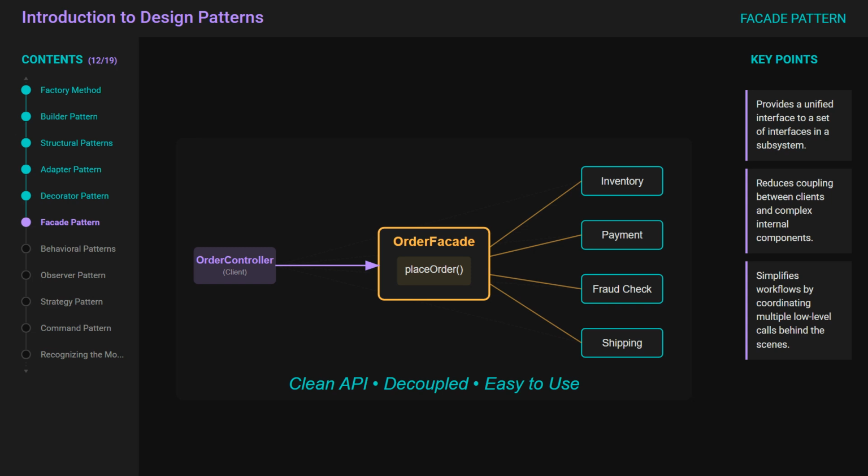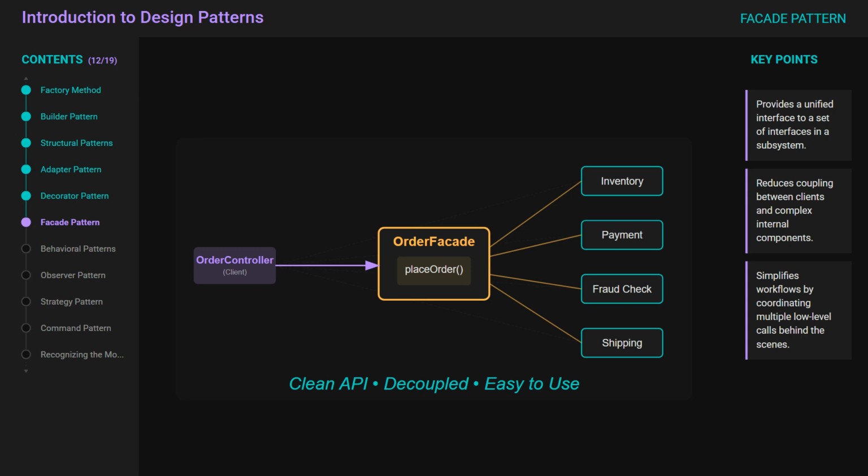Let's name the pieces clearly. First, the client, the code that needs work done, such as a controller, service, or UI layer. Second, the facade, the simplified interface with meaningful business-level operations. Third, the subsystems, existing low-level classes that perform specialized tasks. Notice what the facade does not do: it doesn't replace subsystems, and it doesn't hide all flexibility forever. Power users can still access subsystems directly when needed, but most of your code gets a cleaner, safer path.